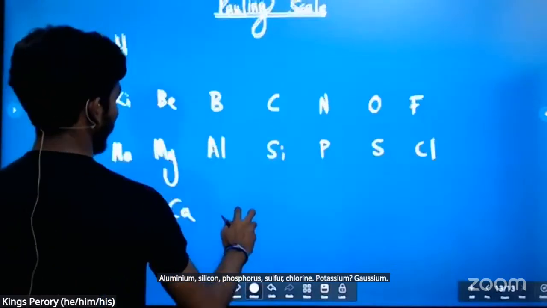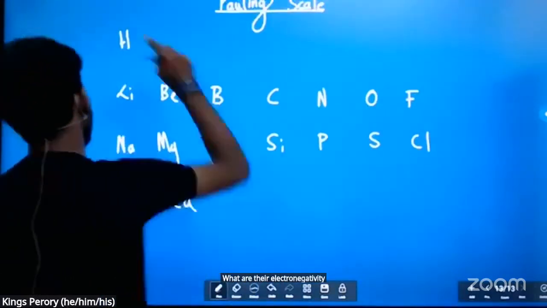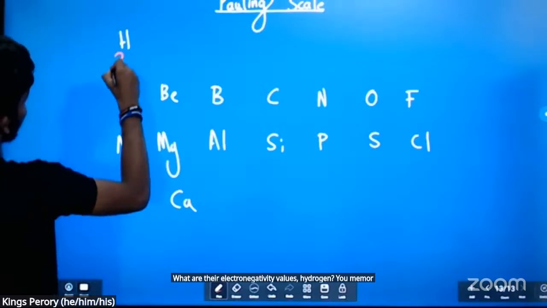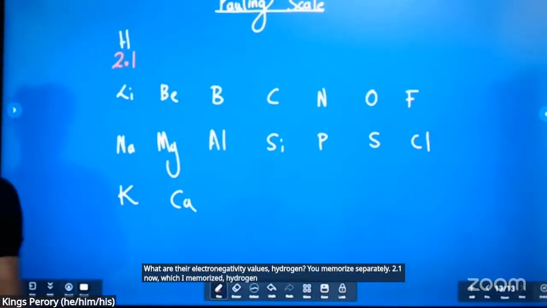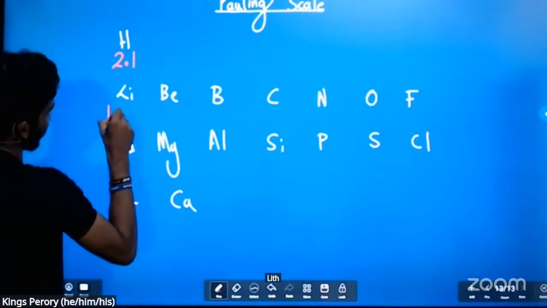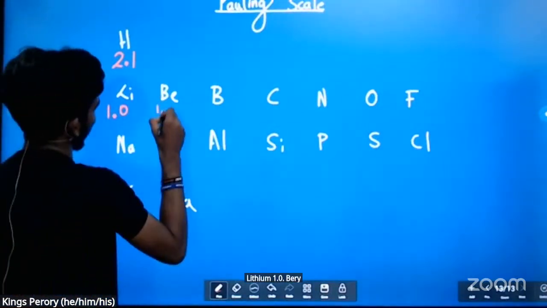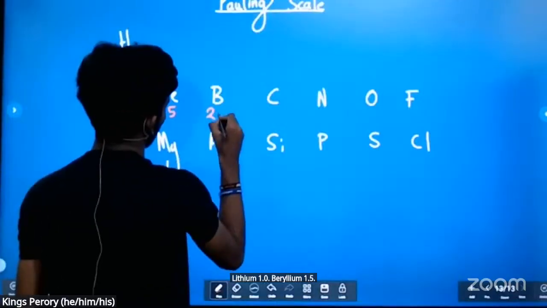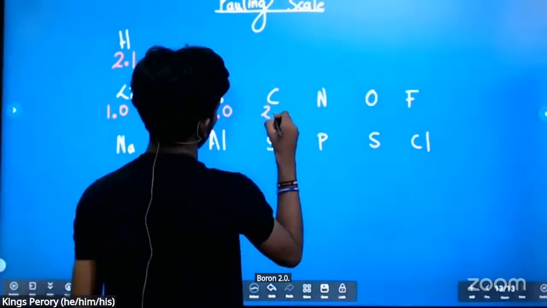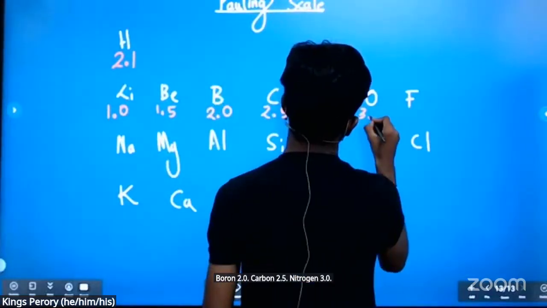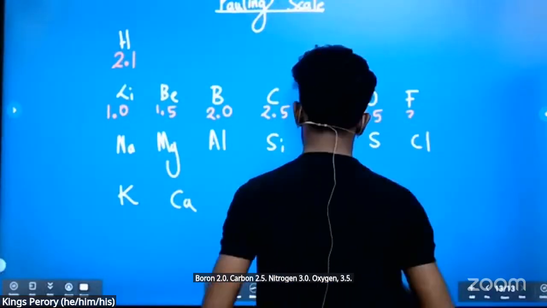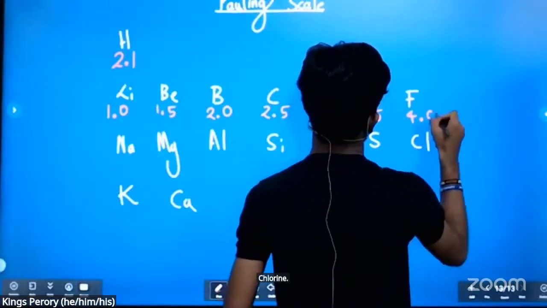What are their electronegativity values? Hydrogen you memorize separately, 2.1. Now it's a memorize: lithium 1.0, beryllium 1.5, boron 2.0, carbon 2.5, nitrogen 3.0, oxygen 3.5, fluorine 4.0. Can you see a pattern?